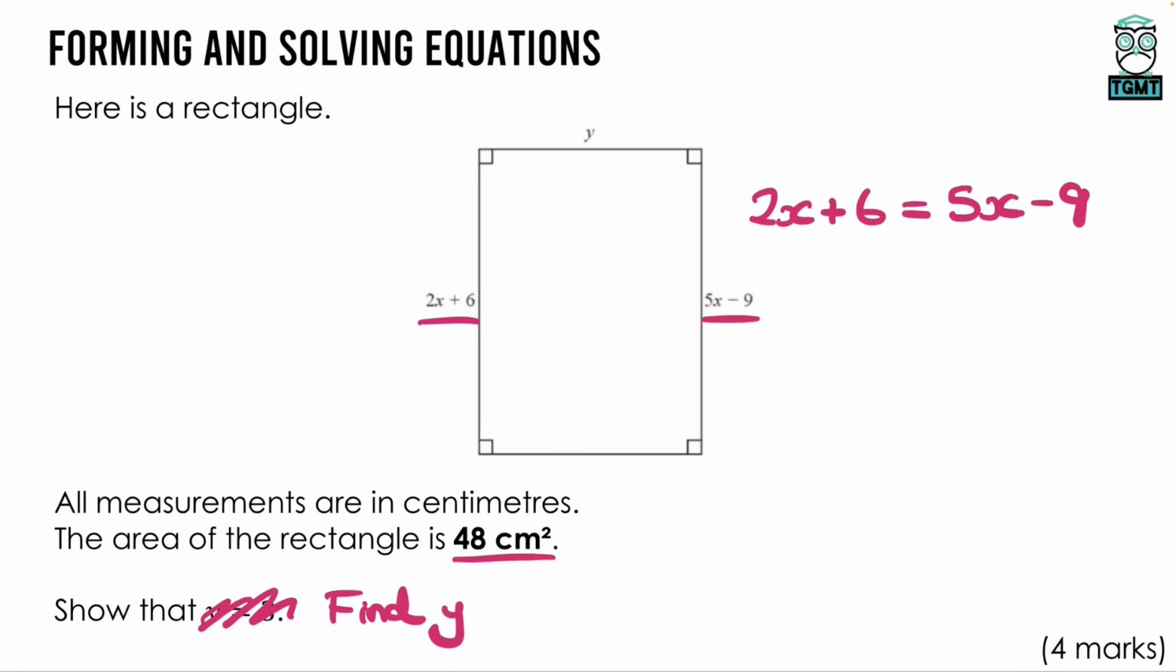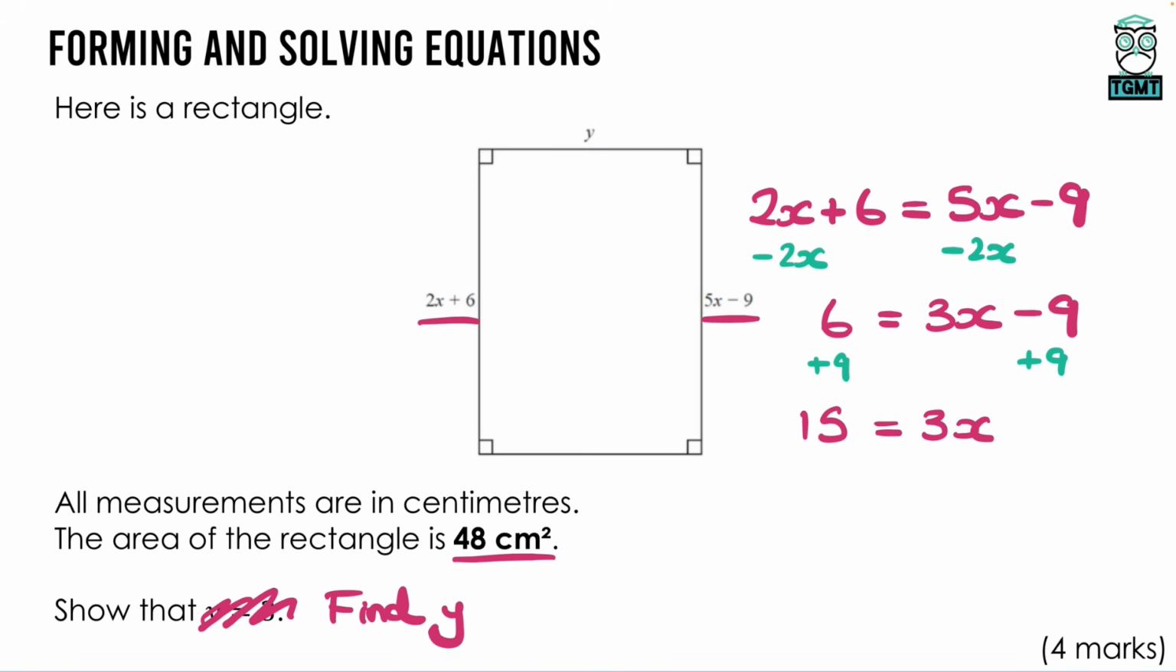So to solve this, we want to subtract the smallest coefficient of x, or the smallest x from both sides. That leaves us with 6 is equal to 5x take away 2x is 3x minus 9. We want to isolate the x, so we want to add 9 to both sides. That's going to leave that 3x on its own. So 15 is equal to 3x. We can now divide by 3, and that'll tell us the value of 1x. And when we divide both sides by 3, we get 5 is equal to x, or x is equal to 5.